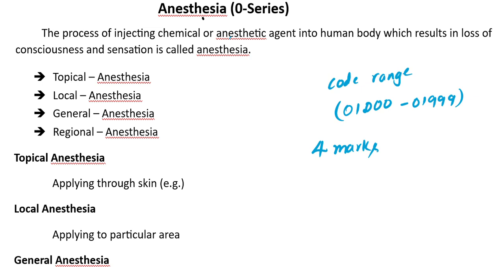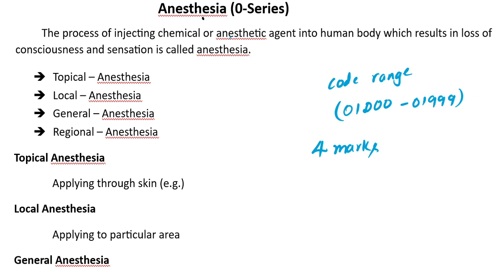So let's start with the basics. What is anesthesia? Anesthesia is the process of injecting a chemical or anesthetic agent into the human body which results in loss of consciousness and sensation.